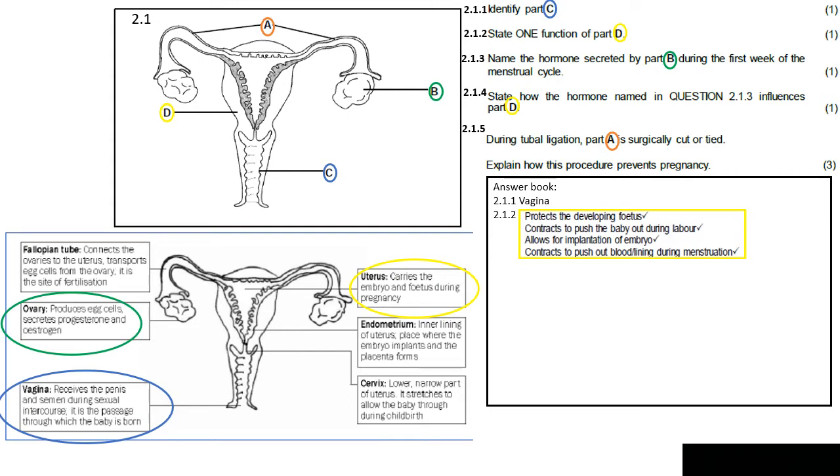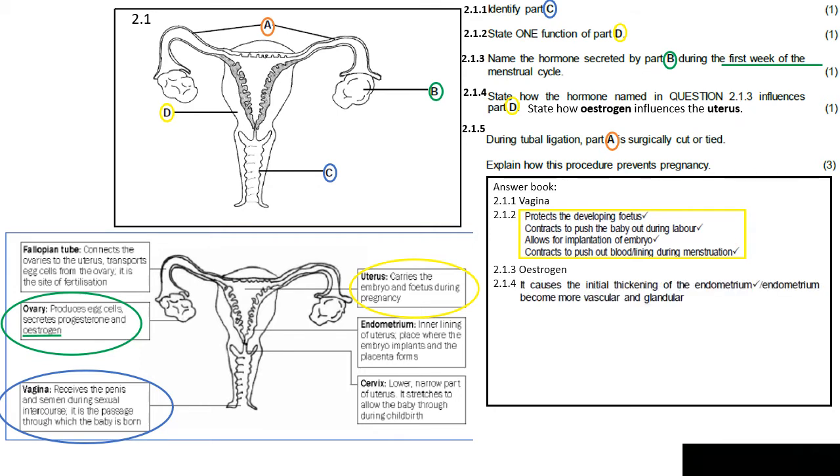Name the hormone secreted in B. B is the ovary, which produces egg cells, and it secretes progesterone and estrogen, but in the first week it is estrogen. 2.1.4, you can now state how estrogen influences the uterus. It causes the initial thickening of the endometrium, or the endometrium becomes more vascular and glandular.